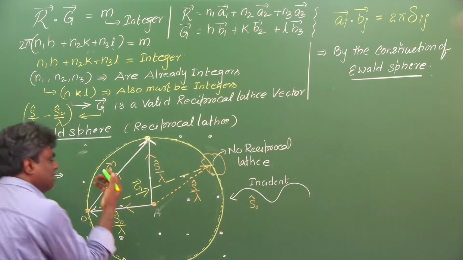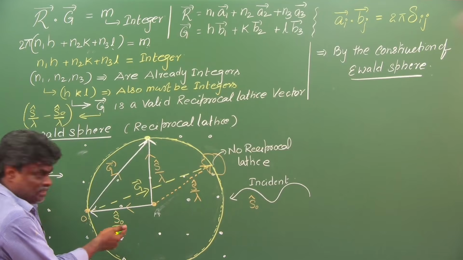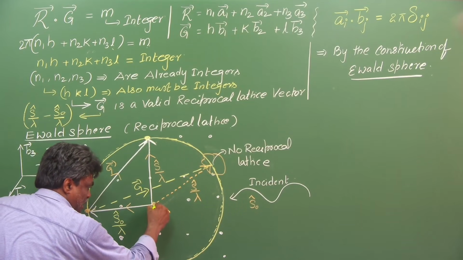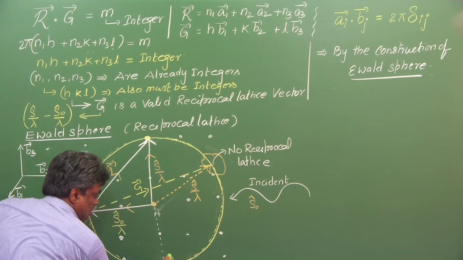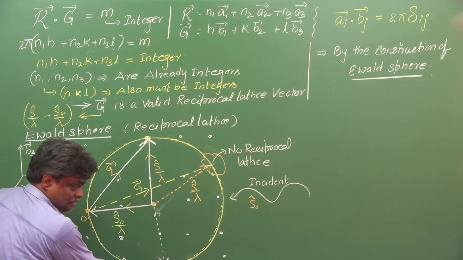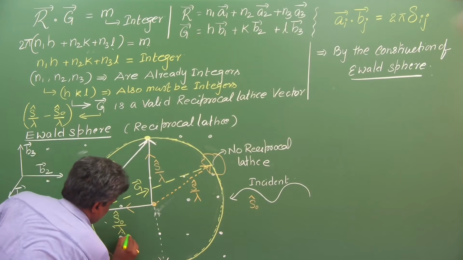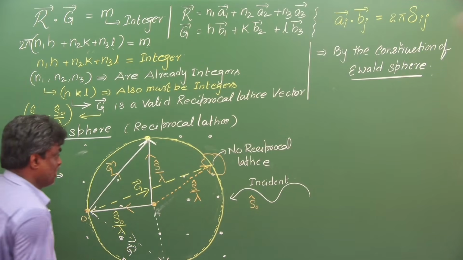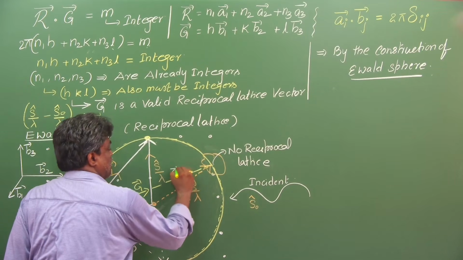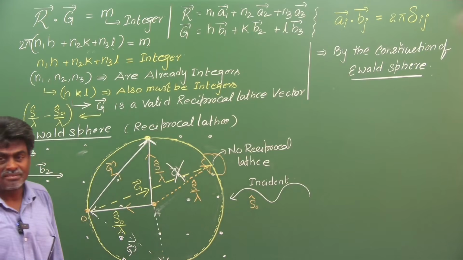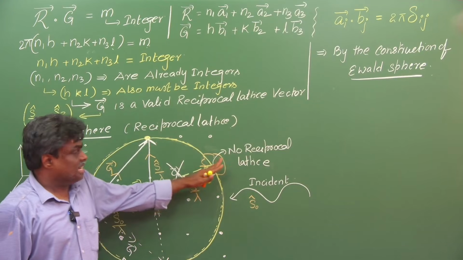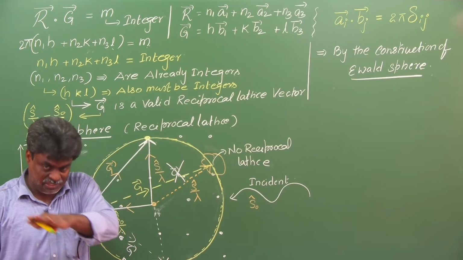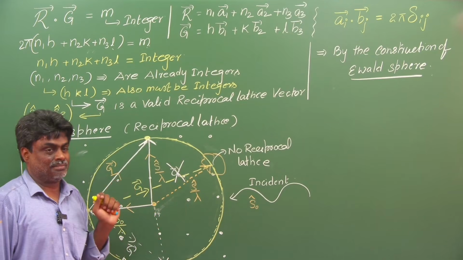Whatever direction you want, you can check. For example, in this direction you want to check. Then whatever G bar you are taking, this is valid. And this G bar is not. That's why in this direction, diffraction does not occur, Bragg reflection does not occur.